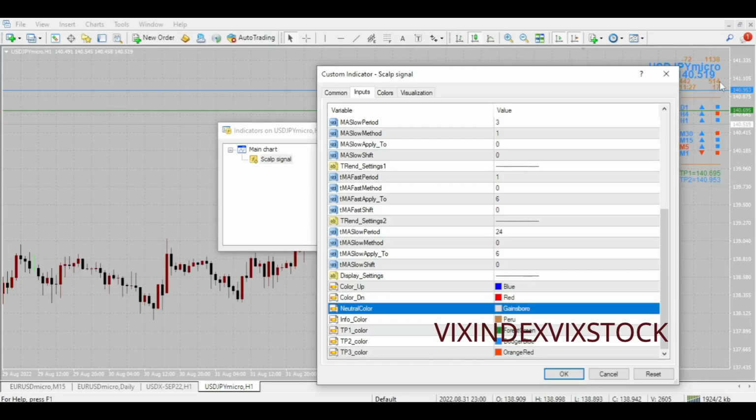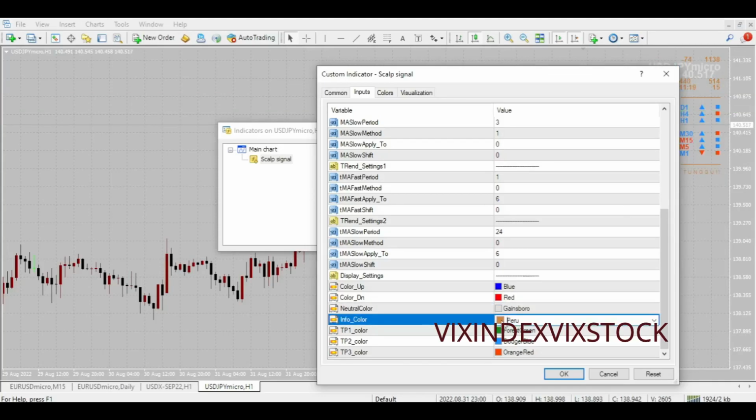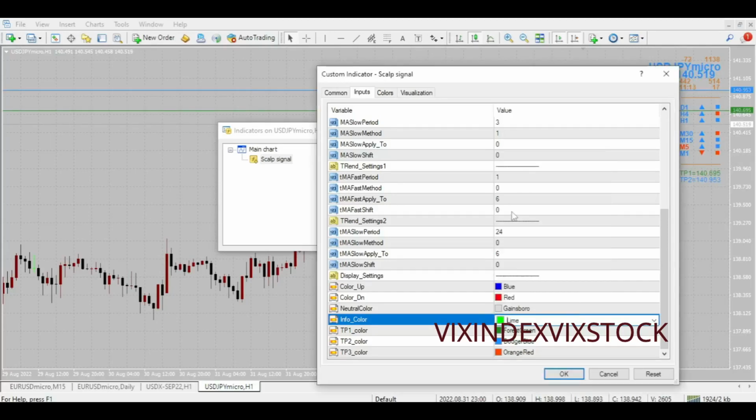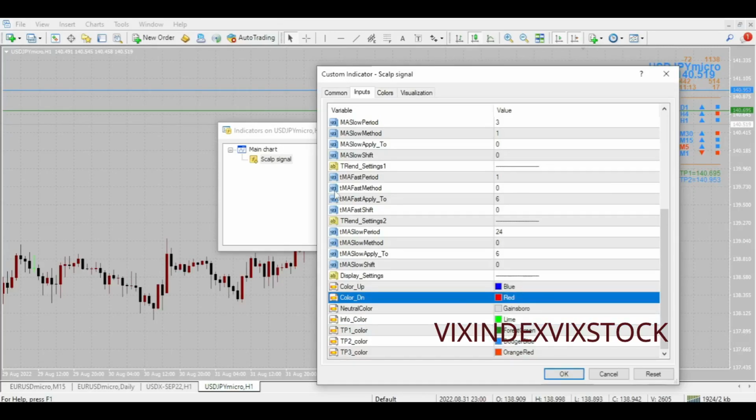For the info color, you can change it to, I don't know, lime, because my app is blue. Then TP1, TP2, TP3, because this indicator already plots these levels on your behalf. So we can say TP1 color, let's just leave it like that.